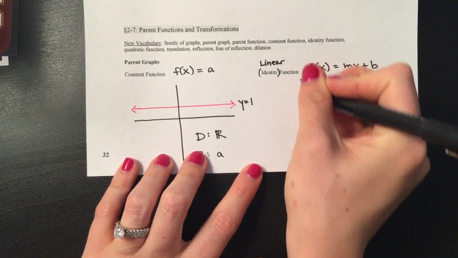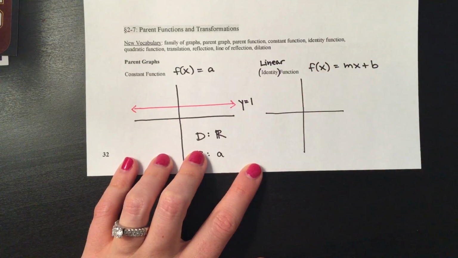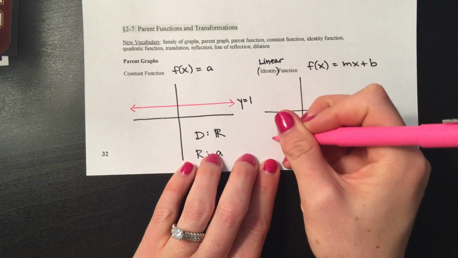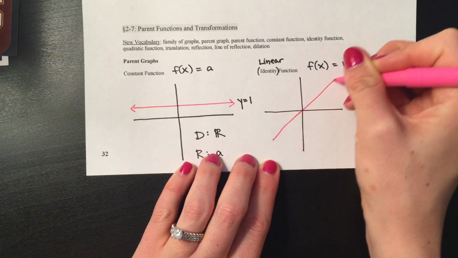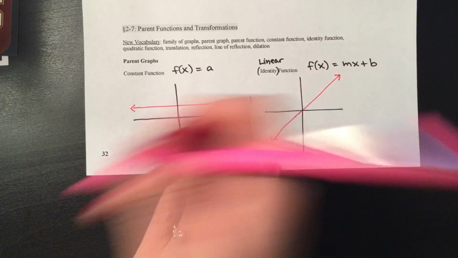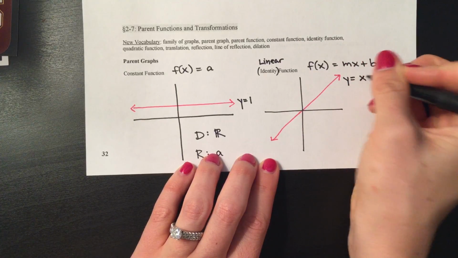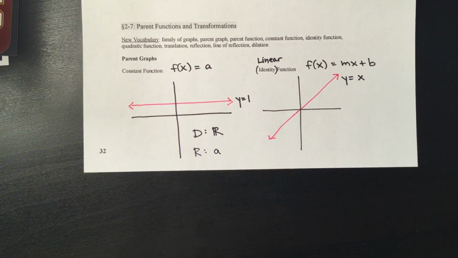So here is the parent function. Parent function is just the easiest possible linear function. It goes through the origin and it has a slope of 1. So that's this line right here. Okay, so the parent function is just the line y equals x. About as simple as we can get.